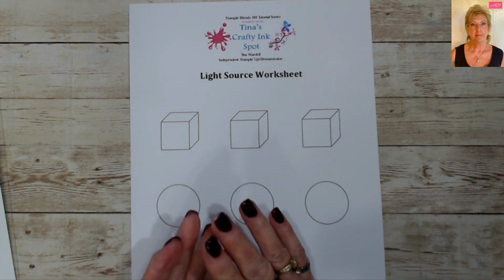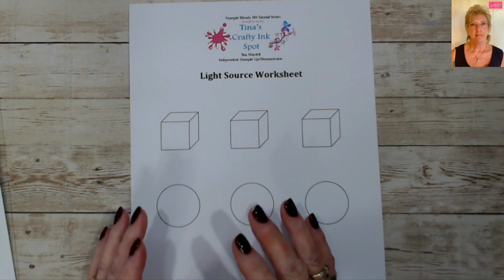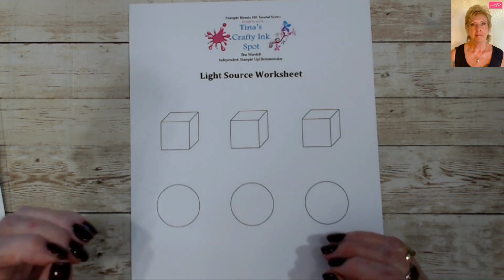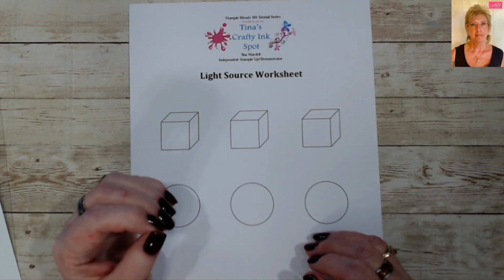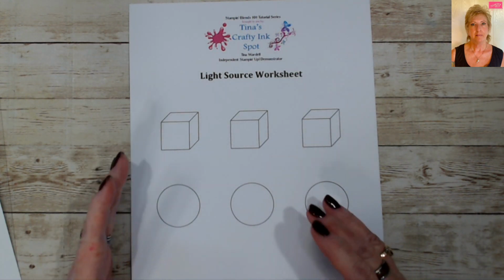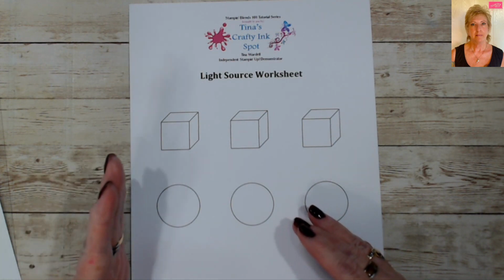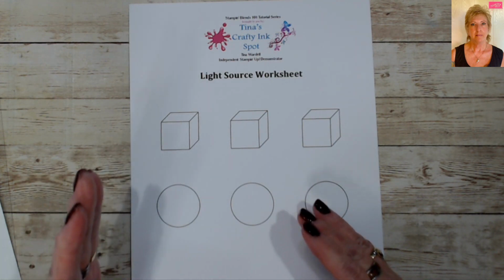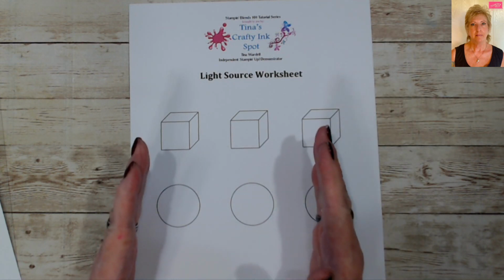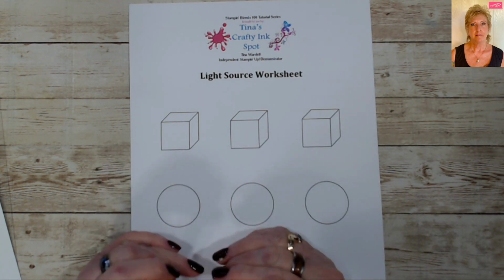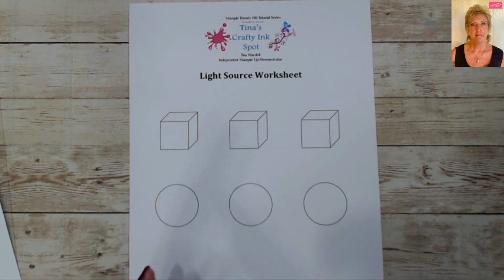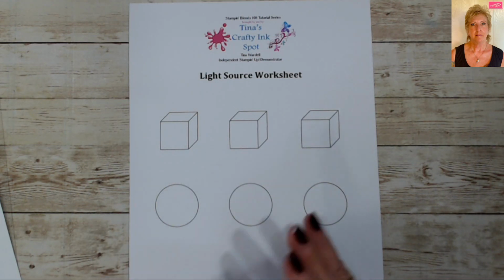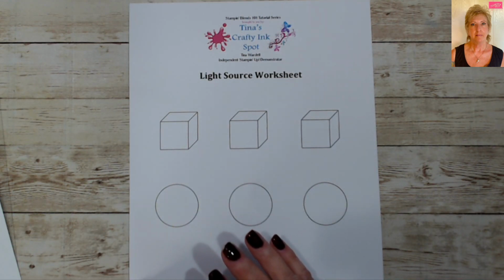To break it down a little bit, the highlights are going to be where the light hits an object. It's going to be the brightest part of an object. The midtone is going to be the shadow that's between the highlight and the darkest part of your shadow. Now, why is this important? When you do this, it creates dimension and shape in your image.